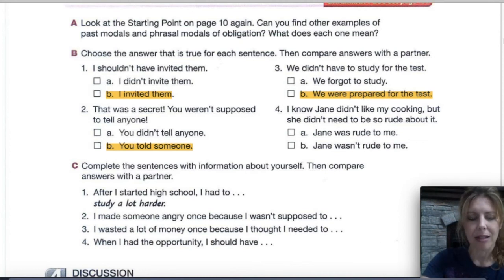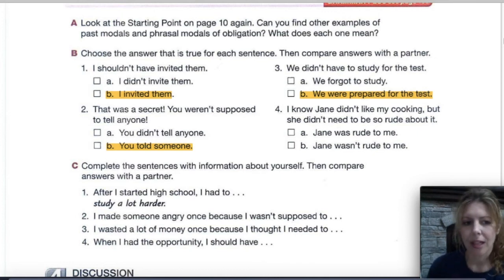All right. Let's look down at C for a moment. It says we're going to complete these sentences. The first one is done for you. After I started high school, I had to study a lot harder. After I started high school, I had to be more responsible. Those are some high obligations. Look at number 2. I made someone angry once because I wasn't supposed to, what? Maybe I wasn't supposed to tell her secret. I wasn't supposed to ruin the surprise.